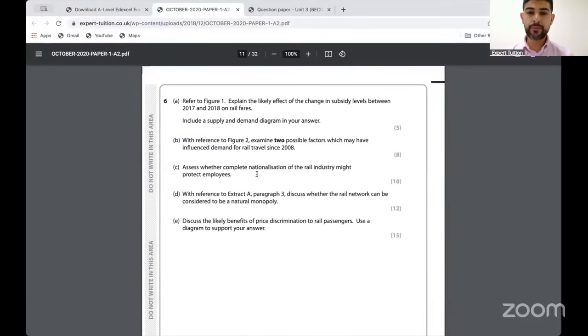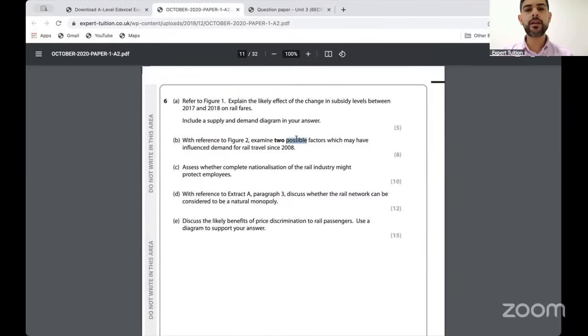With reference to figure 2, examine 2 possible factors which may have influenced demand for rail travel since 2008. Right, it's really important to understand something. A question where it says possible factors means it's not necessarily from the data. And in fact, the data here is just showing us what's happening to the number of passengers going on rail travel. But that means that anything, as long as you can explain it and you have theoretical explanations behind your justification, is going to be valid.